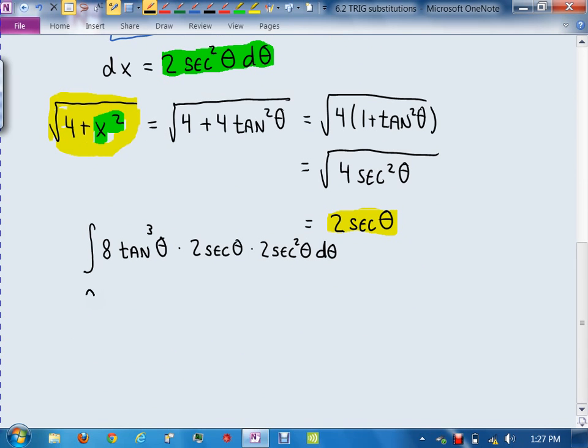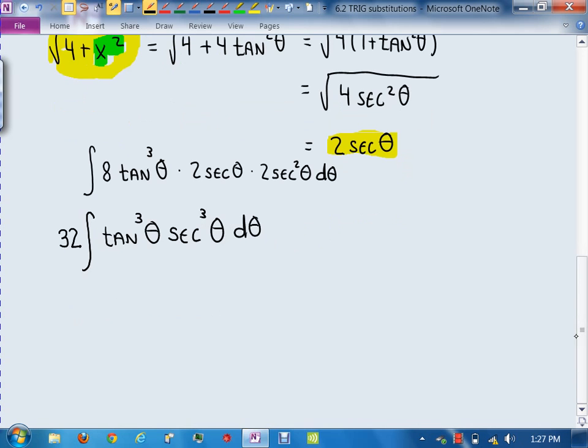What constant can I pull out of this integral? There's a 2, a 2, and an 8, so 32 can come out. I have a tangent cubed theta, and I have a secant cubed theta d theta. What would your plan of attack be for this?